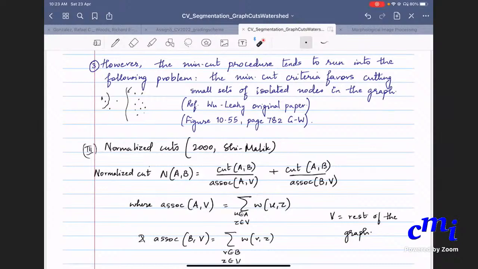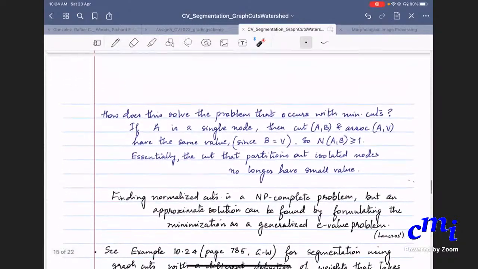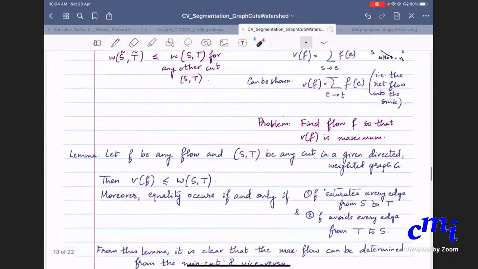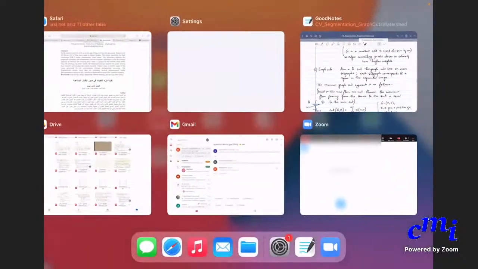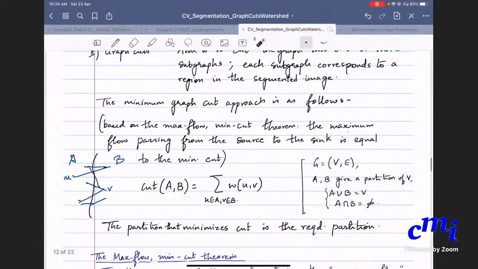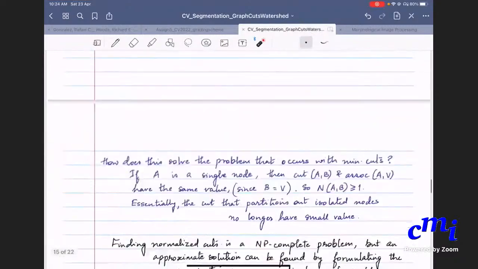And so the normalized cut algorithm was proposed in 2000. So normalized cut takes care of this problem by, instead of just minimizing this cut, minimizing a normalized quantity.